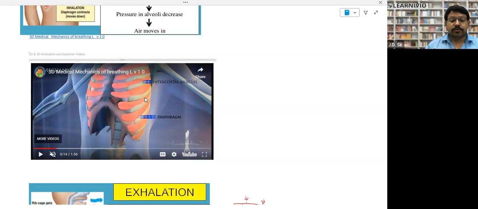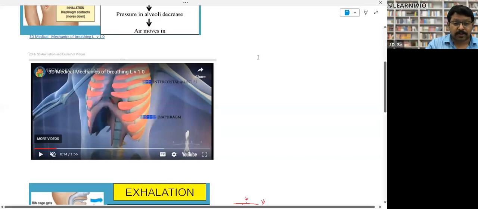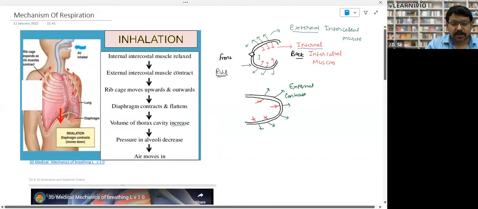The muscles which pull our ribs outside are called external intercostal muscles, right? So they pull the ribs, they pull the lungs outside. Try to understand from here. Here I have tried to show that these are the ribs, right? So there are some muscles which pull our ribs outside. They are called external intercostal muscles. So when they contract, the lungs will come outside, right?